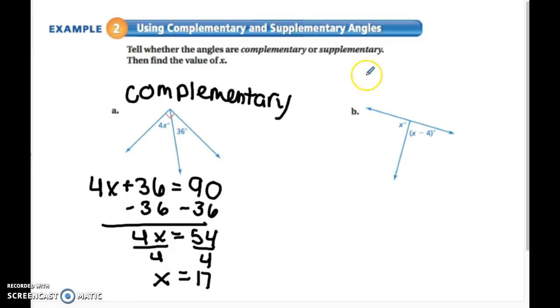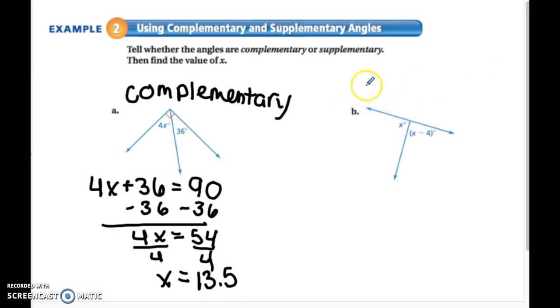And in the last example, I'm really sorry, x does not equal 17. Looking at the wrong example there. So let's undo that. 54 divided by 4 is 13.5. Sorry about that. All right, now we can move on to B.